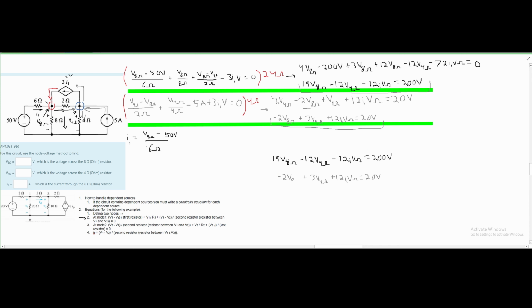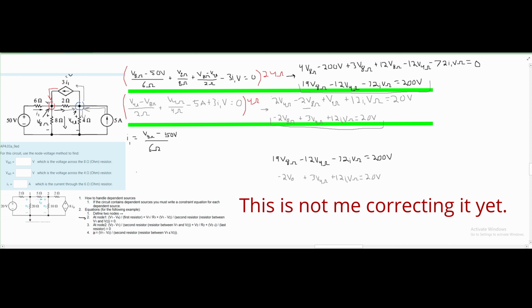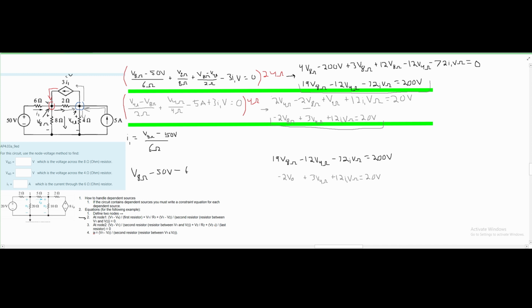From here, I can also rewrite our bottom equation to be V subscript 8 ohms minus 50 volts minus 6 times I1 ohms. We're not actually going to do anything with this, but we can use it to see that we have no V subscript 4 ohms in it. So that means if we cancel out the V subscript 4 ohms somehow and add these two together, we only have the two unknowns and we can just substitute for one of them.